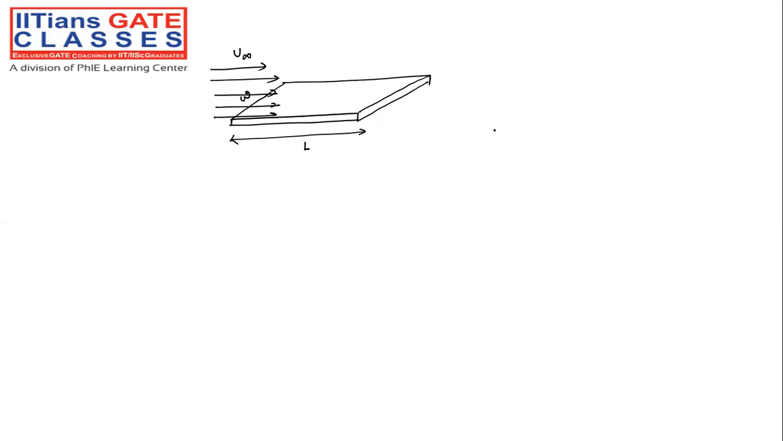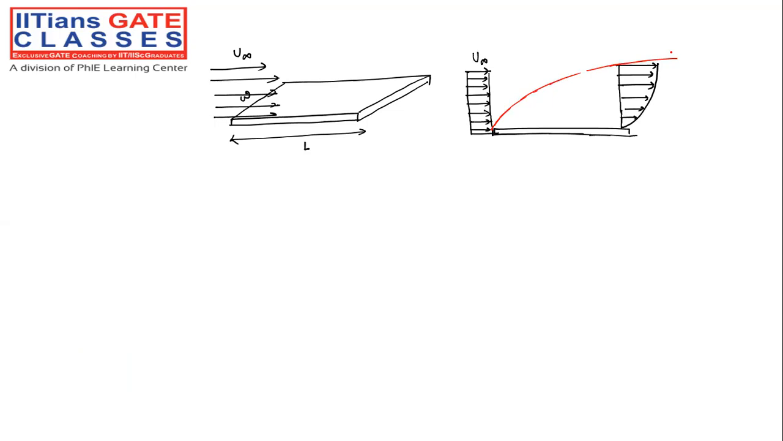Now, if I draw only the portion of this flat plate, initially the velocity profile is uniform, U infinity. But after that, what happens? The velocity profile changes to this one, maybe a parabola kind of thing. Now, why is it happening? You know that because of boundary layer formation, it is getting the shape of this particular thing.